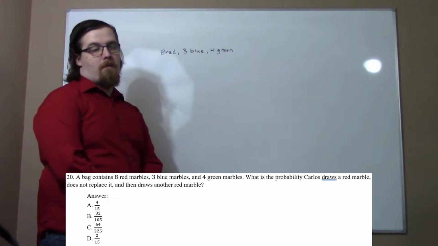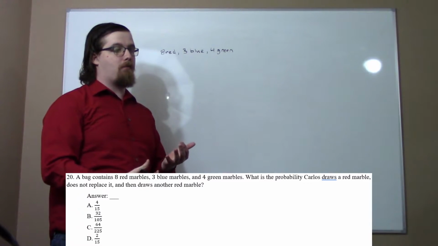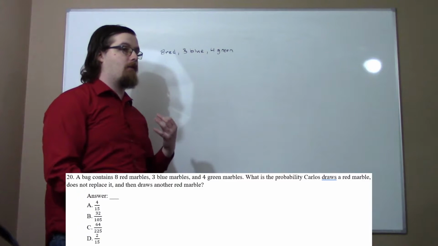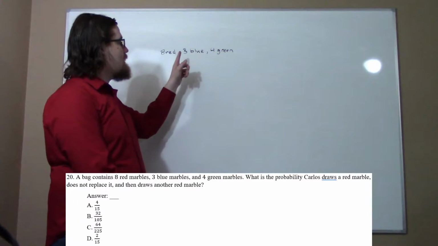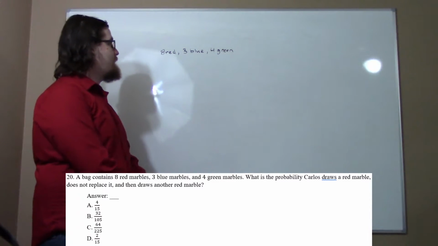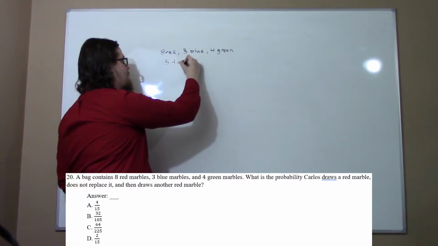Alright, for this problem, we are given a bag with marbles in it, and we need to draw from it and determine the probability of some events. First, we want to note that we have 8 red, 3 blue, and 4 green marbles. If we add this together, we get a total of 15 marbles.